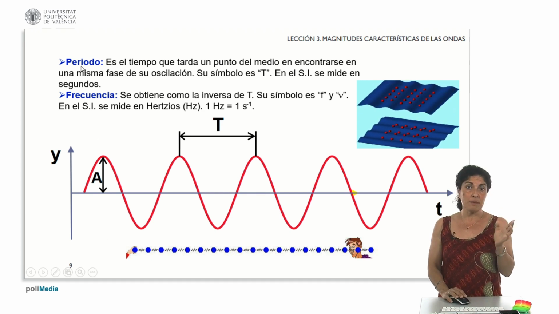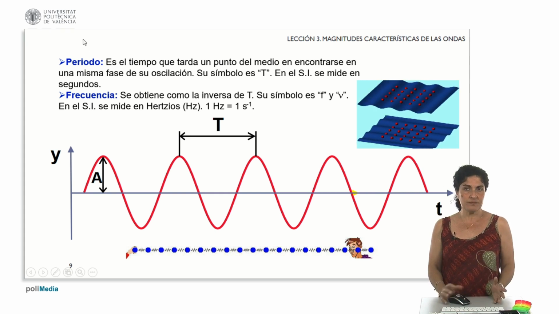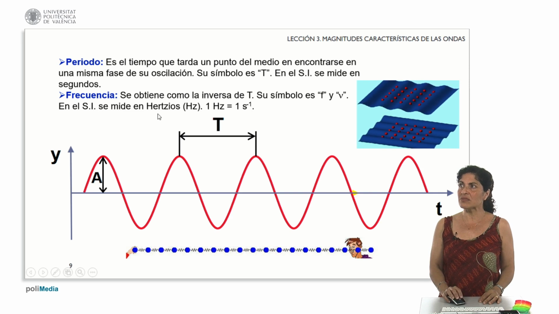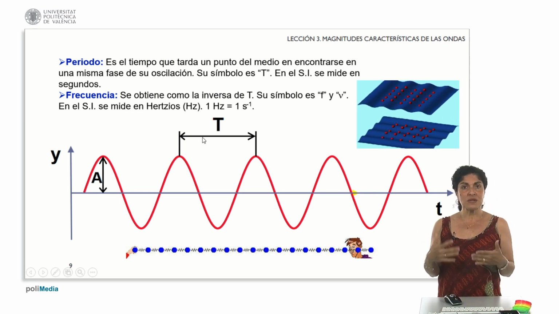In that case I will define the period for a time scale as the time it takes for a point in the medium, in this case the surface, a droplet on the surface of the liquid, to be in the same phase of its oscillation. Its symbol in the international system we work with would be the capital T, and it is measured in seconds. And the inverse of the period defines the other physical quantity, the frequency, which in the international system is measured in hertz and corresponds to the number of periods that I am going to have in 1 second.